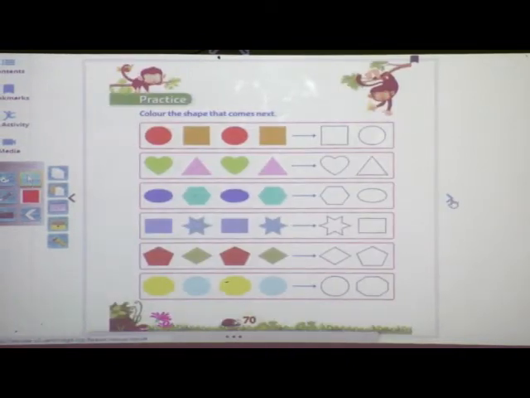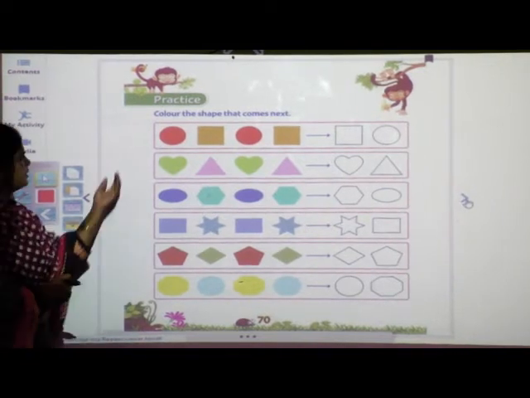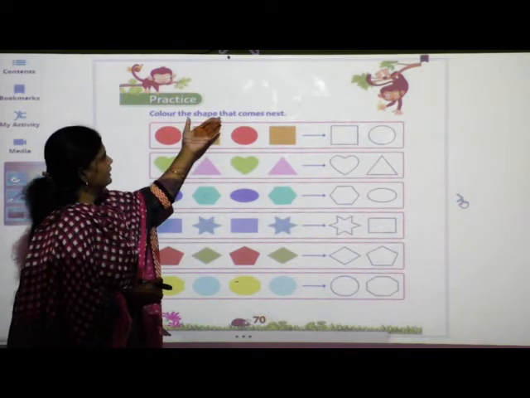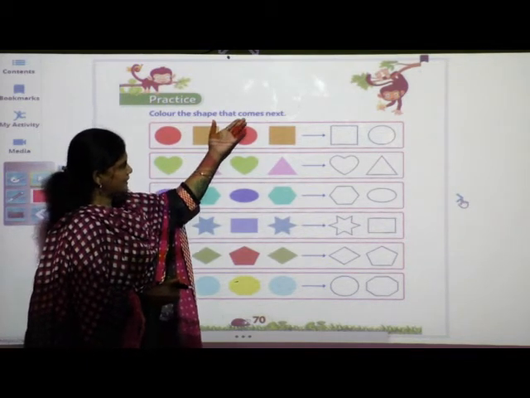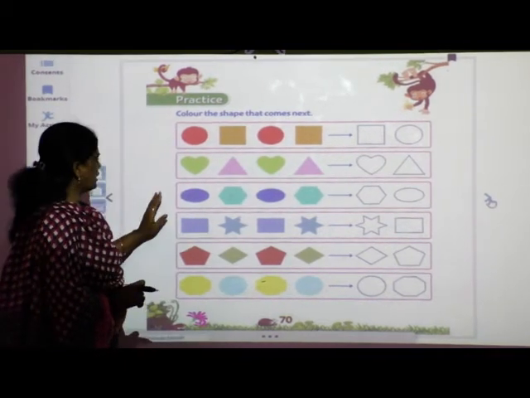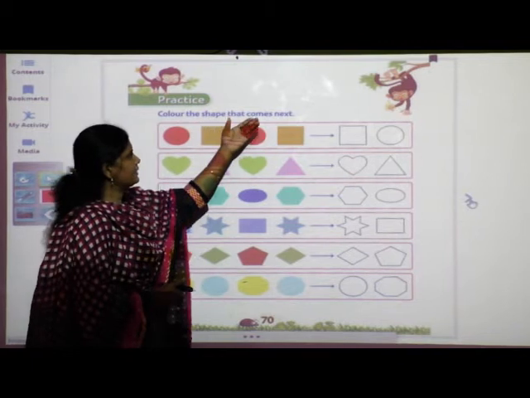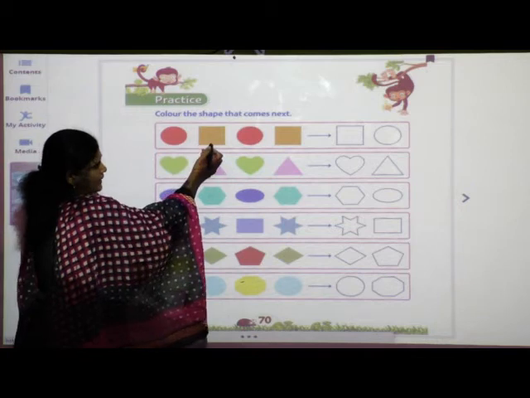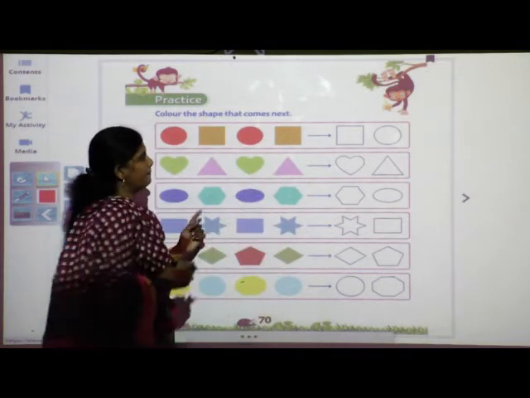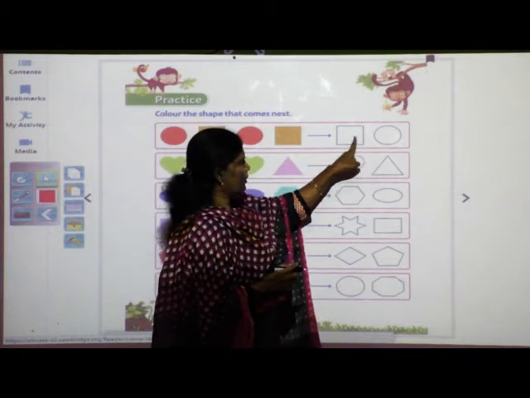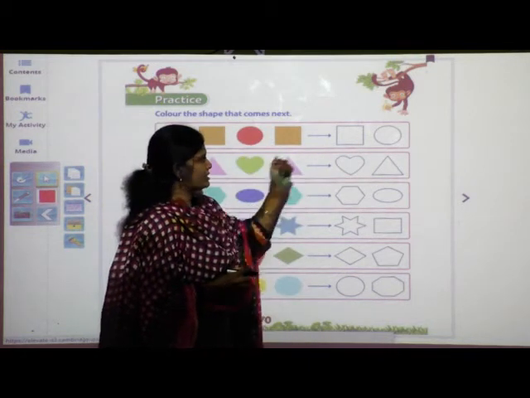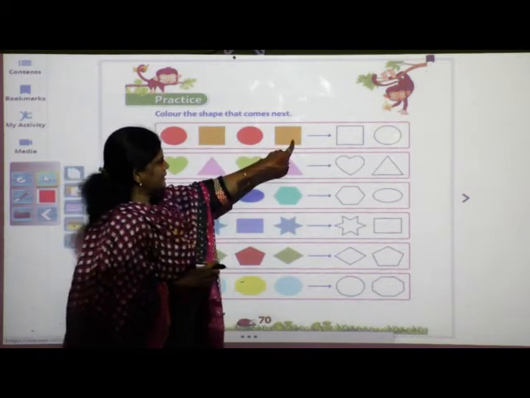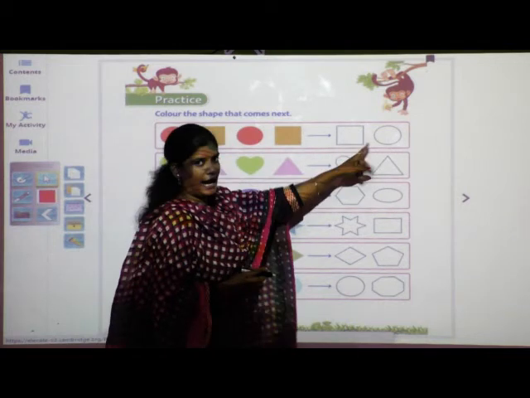Now come to the next page, that is 70. Color the shape that comes next. So what they have told us: color the shape that comes next. So we have to see that. Here see circle, square. Yes, but already they have given both shapes here, circle also and square also, but we have to see to complete the pattern. After this, which shape will come, that we have to color.